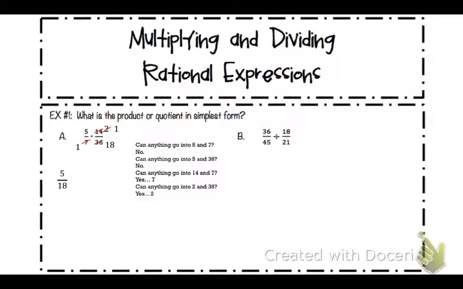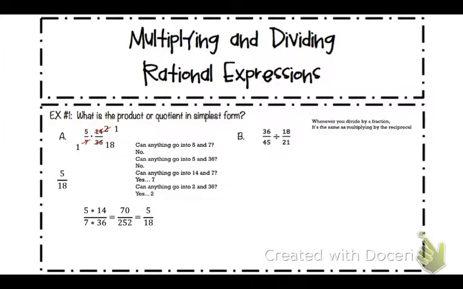Another way to do that is to go 5 times 14 over 7 times 36. 5 times 14 is 70. 7 times 36 is 252. And then you can reduce that. And remember, you can do that in your calculator by just doing 70 divided by 252, pushing math, enter, enter, and that's 5/18. Okay? Let's look at B.